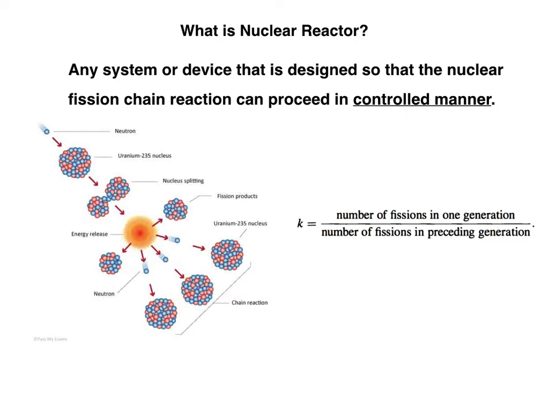If the value of this ratio is greater than 1, then the reactor is in a supercritical state, which means the released energy will increase over time. If the ratio is equal to 1, the reactor is in a critical state and the energy is maintained over time. And if the ratio is less than 1, the reactor is in a subcritical state, which means the released energy will decrease over time.